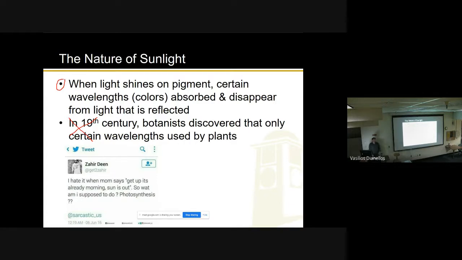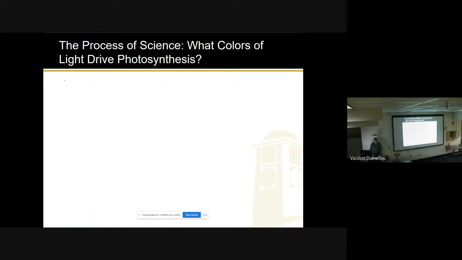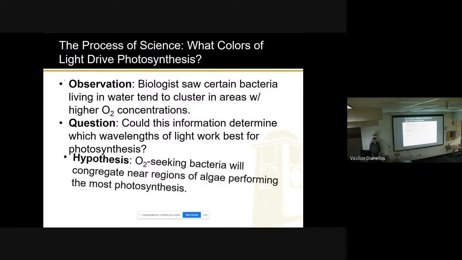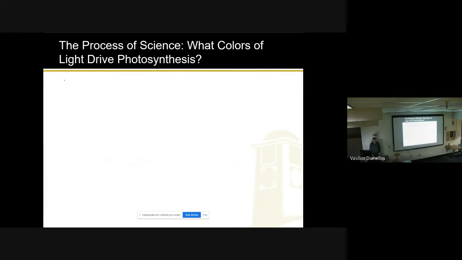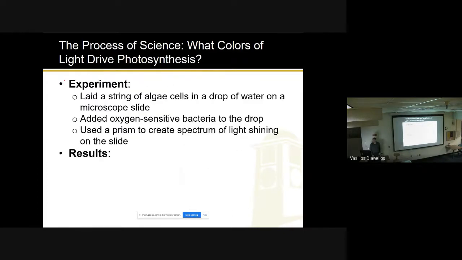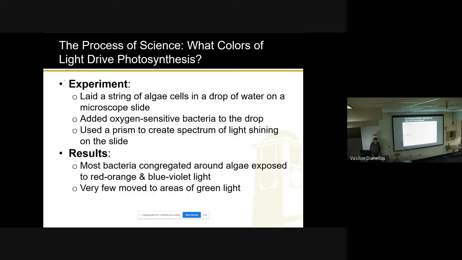Also, have you ever worn a black shirt in the summertime and it got really hot? That's why. Black absorbs all the colors. Anyway, again, the process of science, we will skip it as we always do. I highly recommend reading it and letting me know if you have questions. There will be no questions about it on the exam, but there will be questions about it on the study guide.